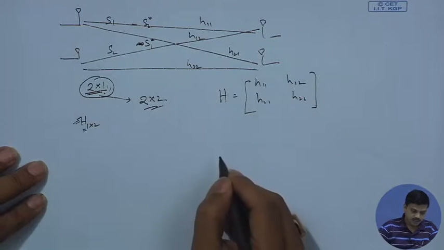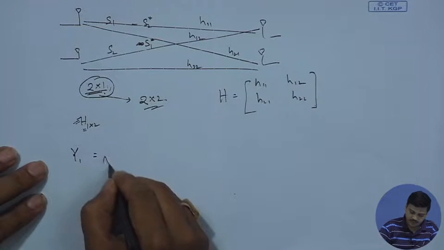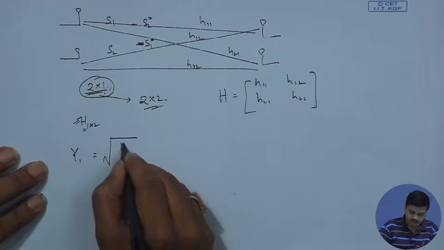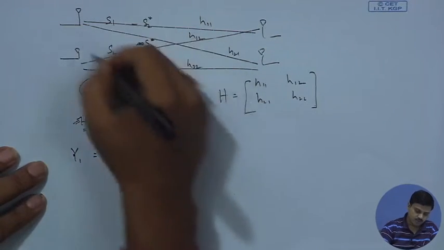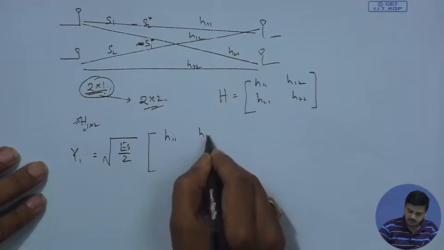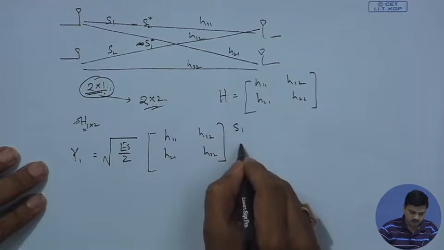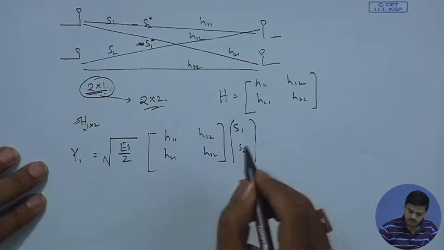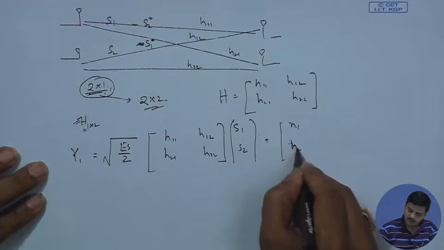This is the H channel, and the Y1 signal that we are going to get, we would write as root over ES by 2. The same ES by 2, we are going to transmit the same symbol sequence. There is no change in the symbol sequence. We are going to have H11, H12, H21, H22, and the symbols S1 and S2, and we are going to receive them in 2 antennas, with noise N1 and N2.